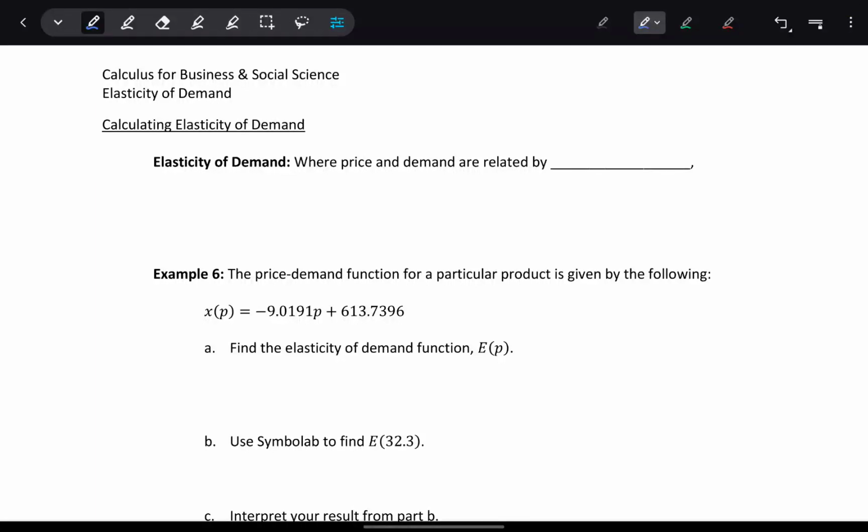Now we need to add in how we calculate elasticity of demand. And we can do that where price and demand are related by x equals f of p. So x is some function of p. Then our elasticity function, E of p, will be negative p times the derivative of f of p all over f of p.